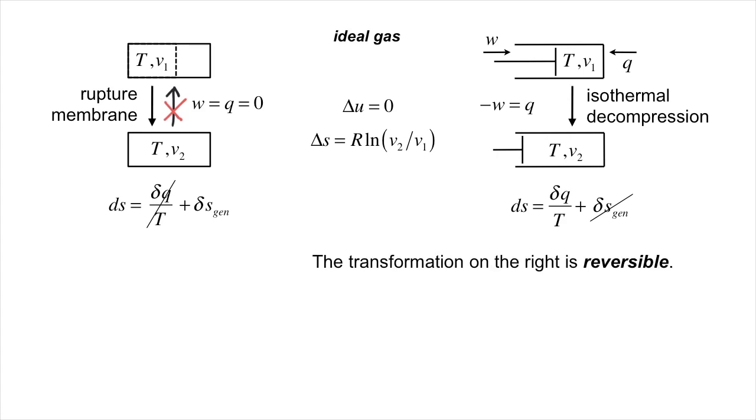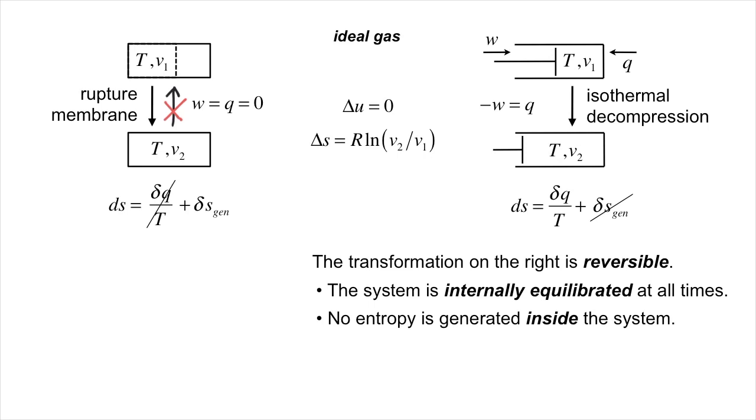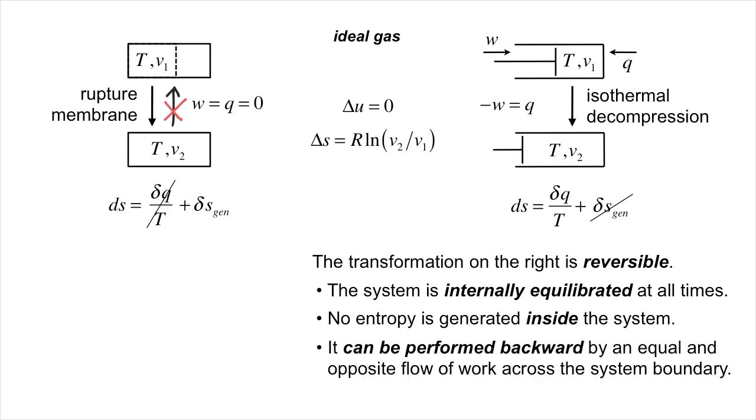In contrast, the transformation path on the right is reversible. A reversible transformation is defined as any transformation in which the system is in an internal state of equilibrium at all times. Since there are no gradients, there's also no generation of entropy inside the system. The practical consequence of this is that all changes in entropy can be attributed to flows of heat across the system boundary. The reason this type of transformation is called reversible is that it can be performed backwards by an equal and opposite flow of work and heat across the system boundary.